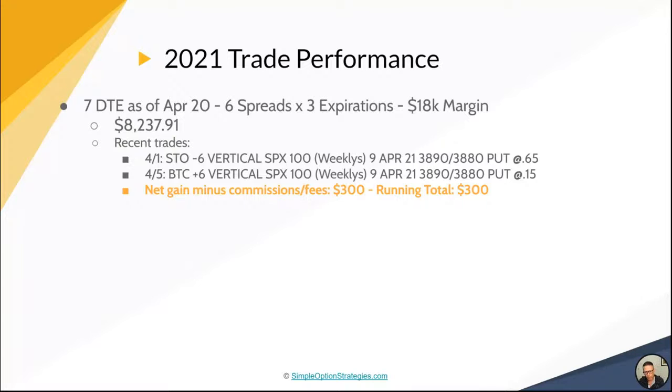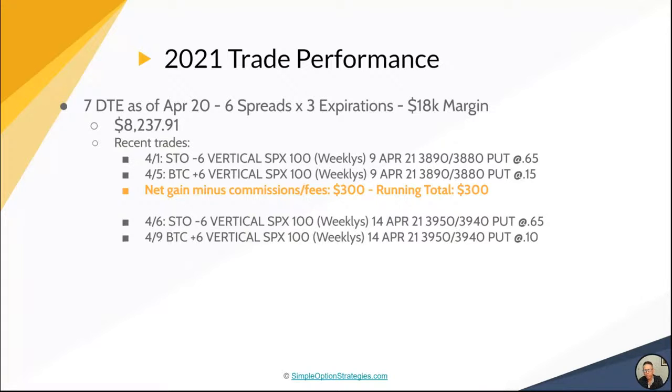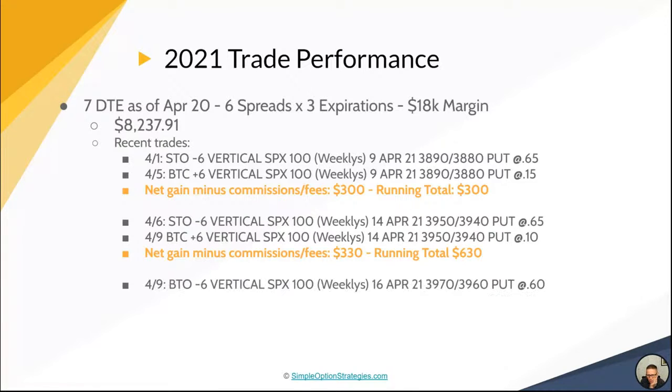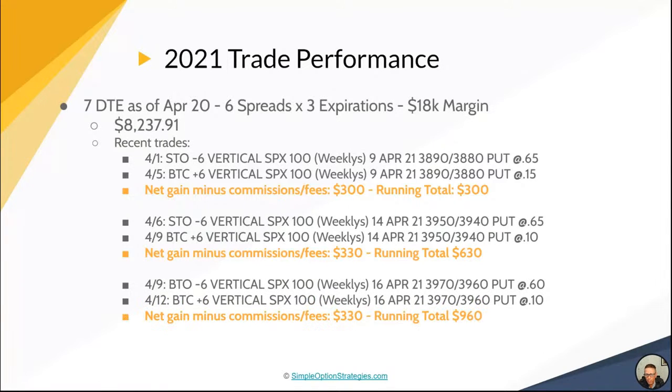Okay. So next, I put on another one on 4/6, closed it again at 10 cents on this one, and I netted 330 minus commissions and fees. So the running total so far is 630, and this is actually this month. So I put on another one on 4/9, closed at 4/12 at 10 cents, netted another 330. So running total of 960. Doesn't stop there.